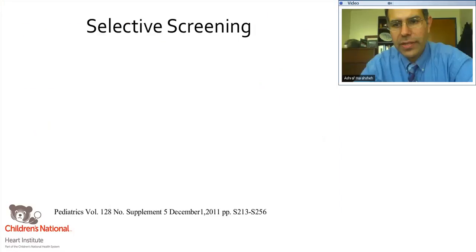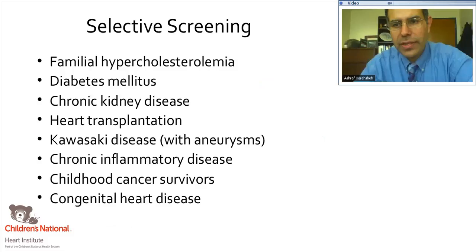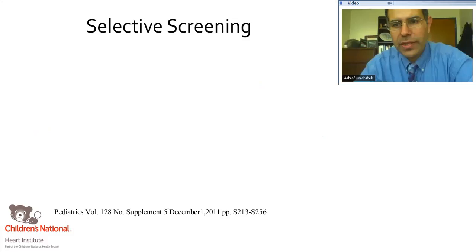So who should be screened? In the selective screening model, you screen those who have a family history of familial hypercholesterolemia, diabetes, kids with chronic kidney disease or who underwent heart transplantation, those with Kawasaki disease, especially if they had an aneurysm, any inflammatory disease, for example Crohn's disease, childhood cancer survivors, and many of our congenital heart disease patients. Those are the kids that need to be screened. We also would screen children who come from families with premature cardiovascular diseases as well.